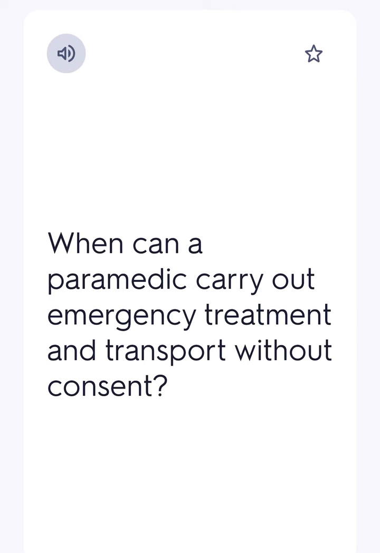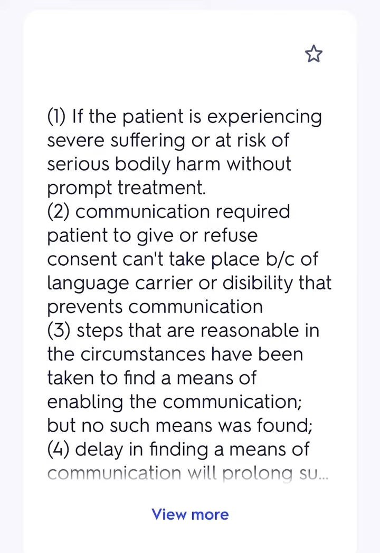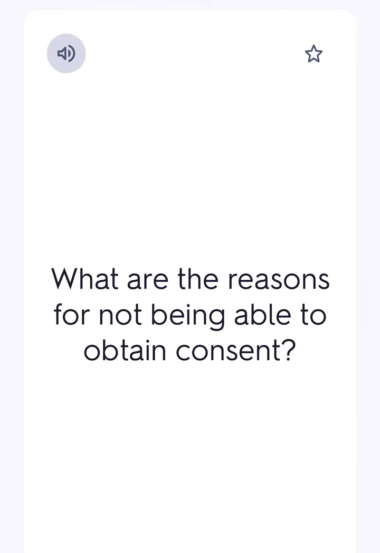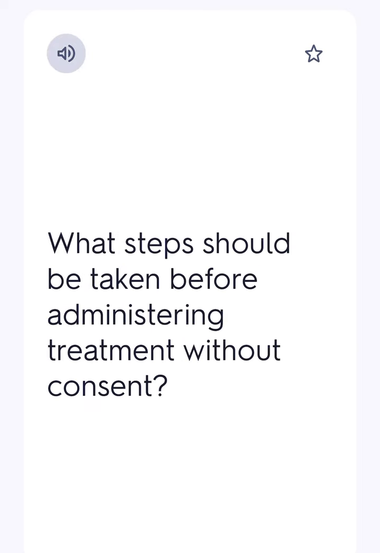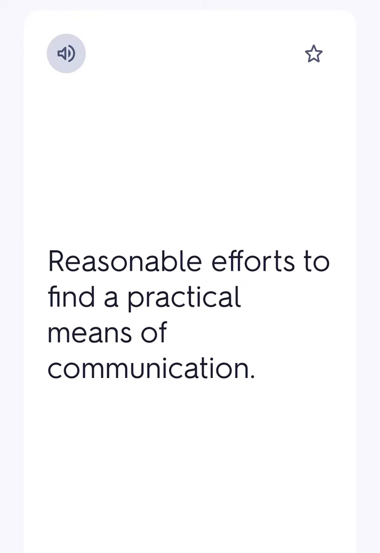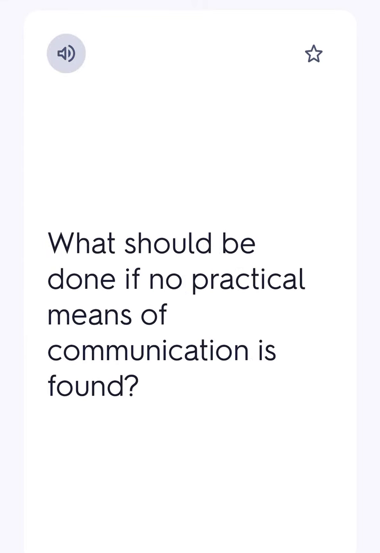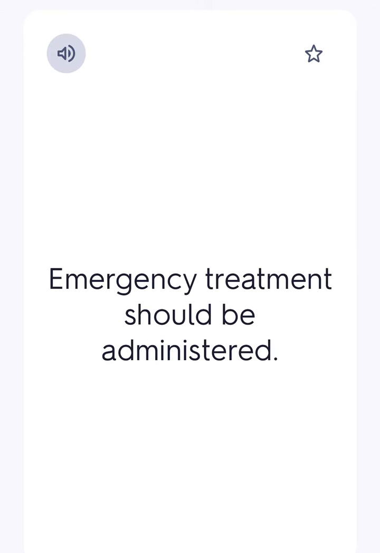When can a paramedic carry out emergency treatment and transport without consent? What are the reasons for not being able to obtain consent? Language barrier or patient's disability preventing communication. What steps should be taken before administering treatment without consent? Reasonable efforts to find a practical means of communication. What should be done if no practical means of communication is found? Emergency treatment should be administered.